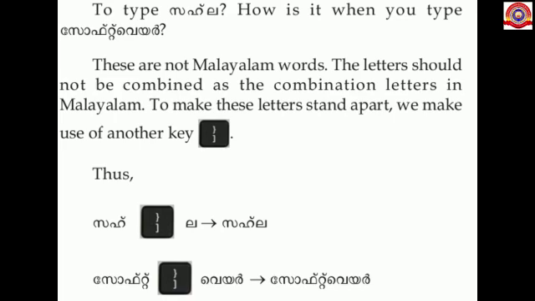Thus, for typing Sahla, we have to type Sa, Ha, then Chandrakala. Then before typing La, we have to use this key. Okay. And also for typing software, we have to use this key in between soft and where.